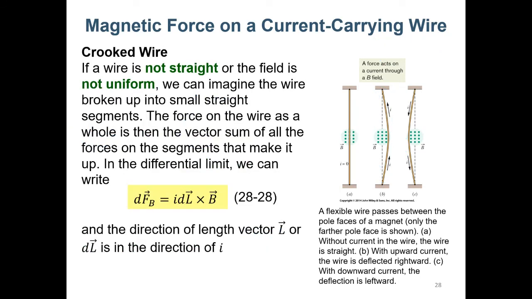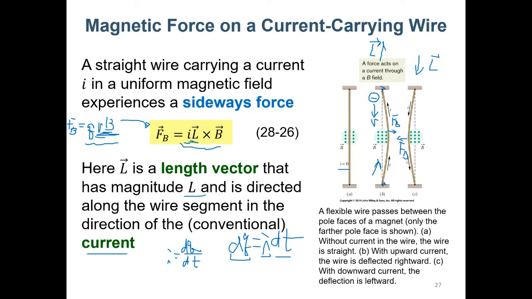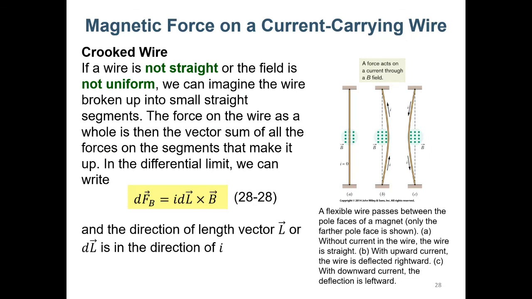If it is not a uniform B field, we can just cut the wire into many small parts, so that we can use integration to calculate the overall force due to the magnetic field on a wire.